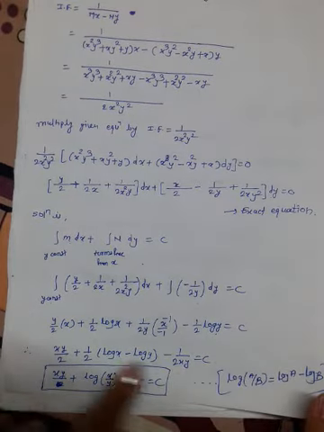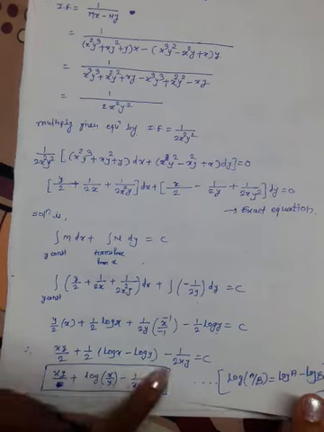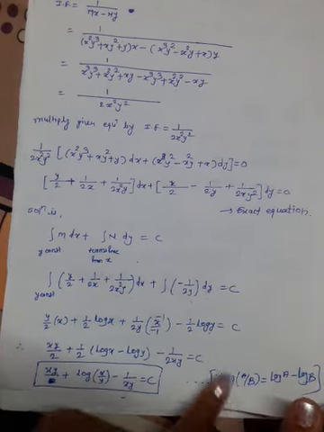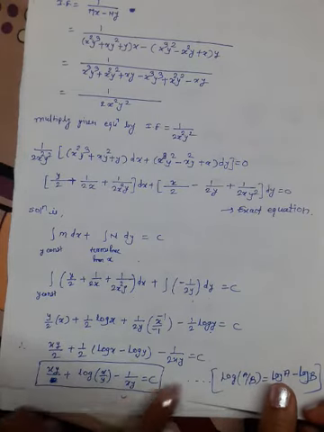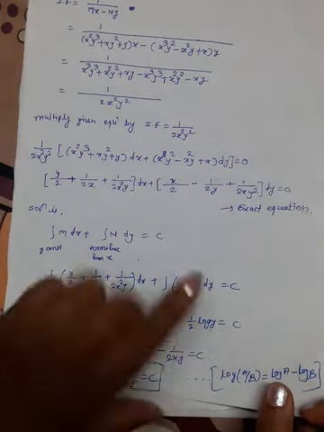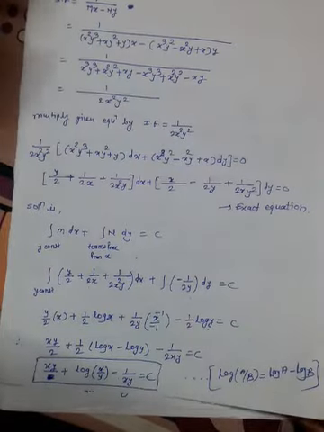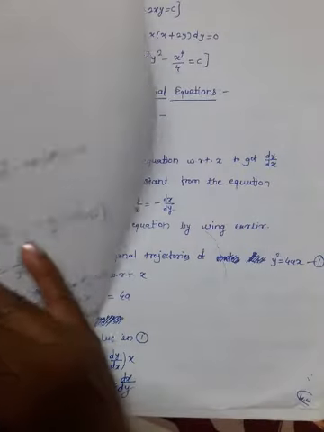By multiplying both sides by 2, because 2 gets cancelled and 2 comes to c, 2 into c, that is 2 into a constant is again a constant. You can keep this c as it is. Constant into constant is constant. You don't need to write a different notation for that.